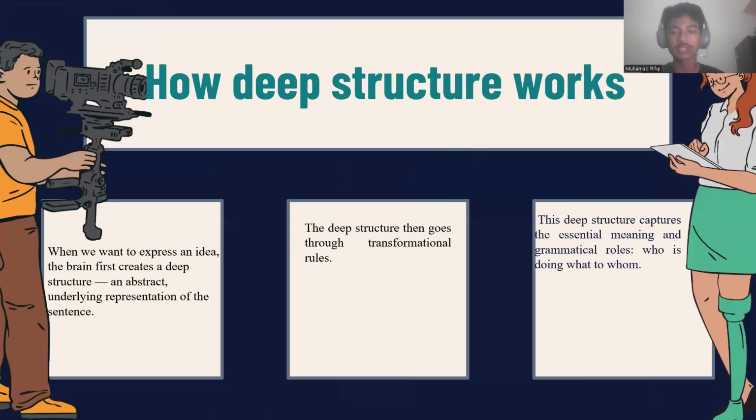How deep structure works. When we want to express an idea, the brain first creates a deep structure, an abstract underlying representation of the sentence. The deep structure then goes through transformational rules. This deep structure captures the essential meaning and grammatical relations: who is doing what, to whom.